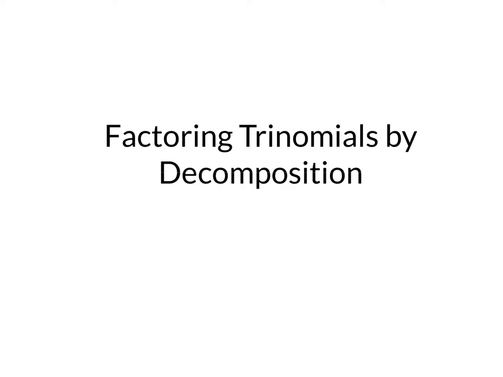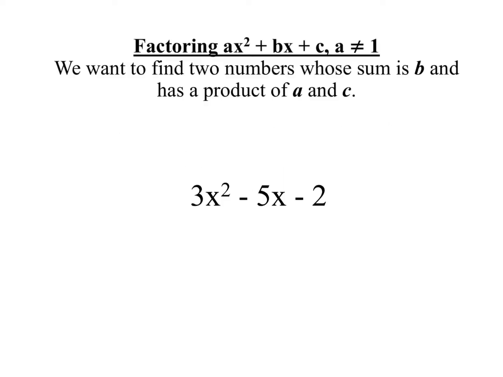In this lesson, we are going to factor trinomials by using the method of decomposition. The format we are using today has a as being a number other than 1, so it's something that's not 1. Look at our example at the bottom. Notice there is a 3 in front of the x squared. That's not a 1. So these are the kind of problems we're going to be dealing with today.